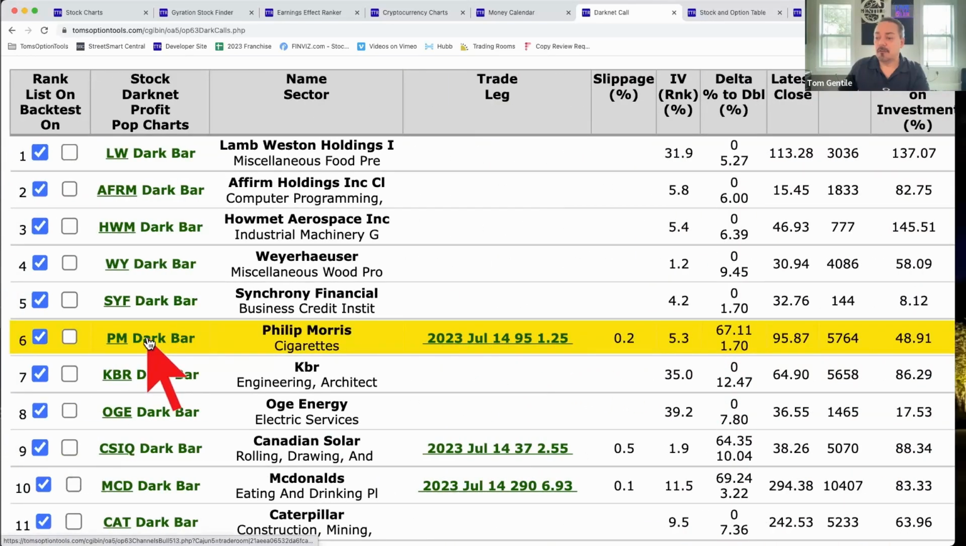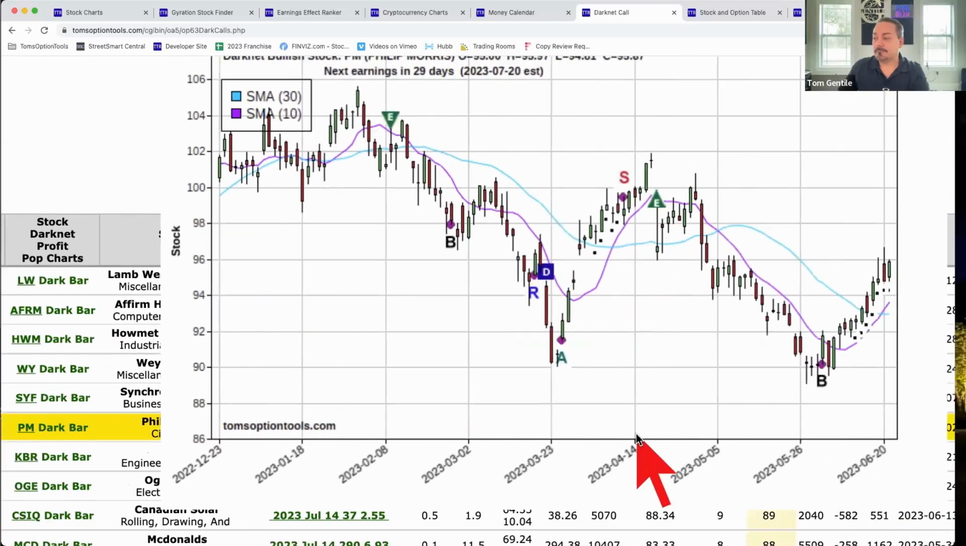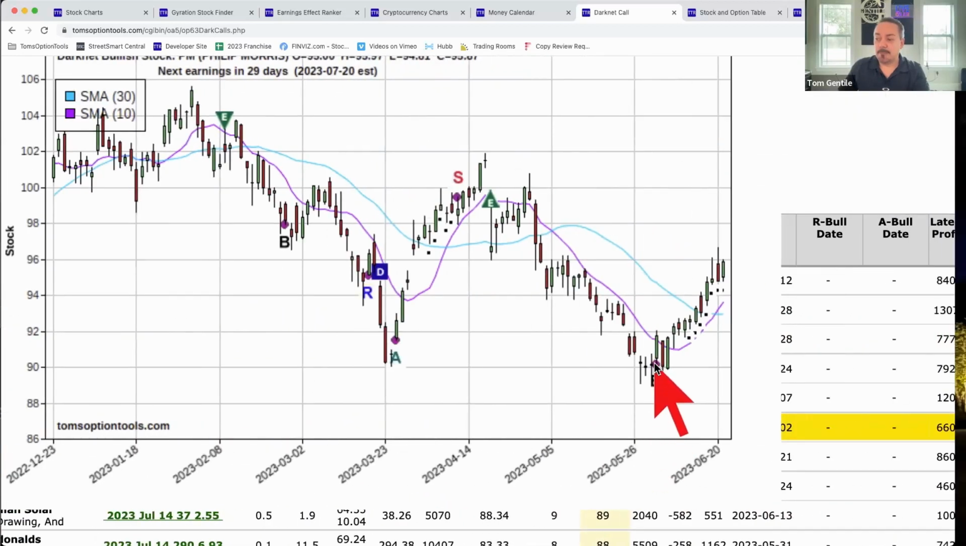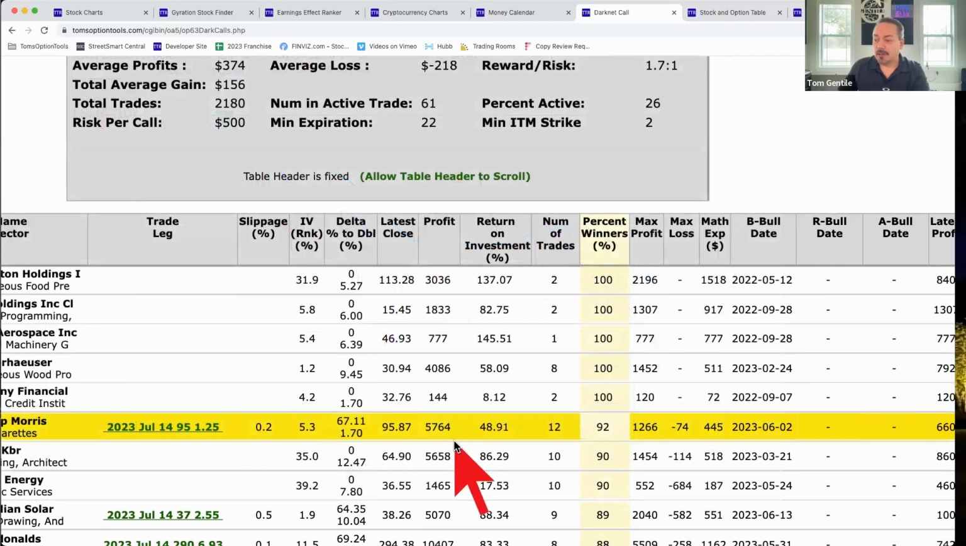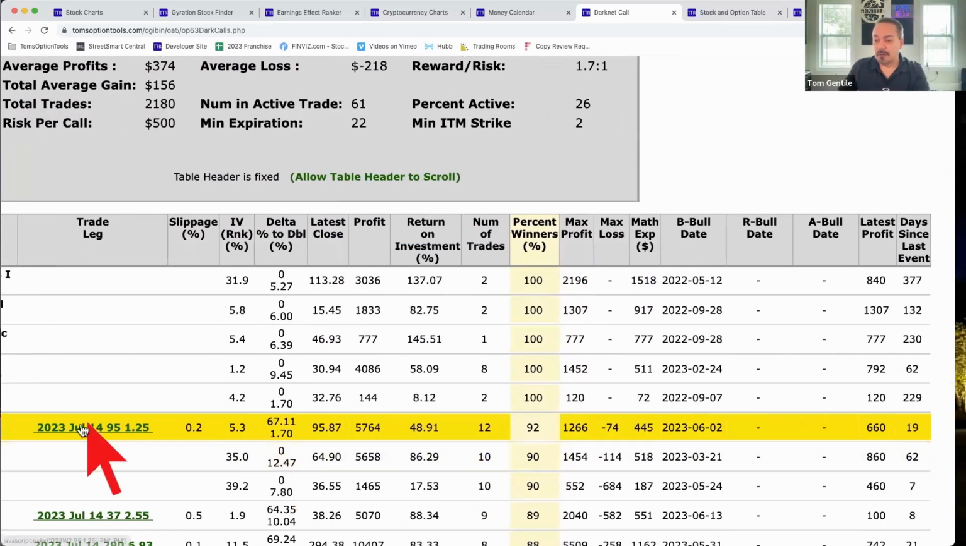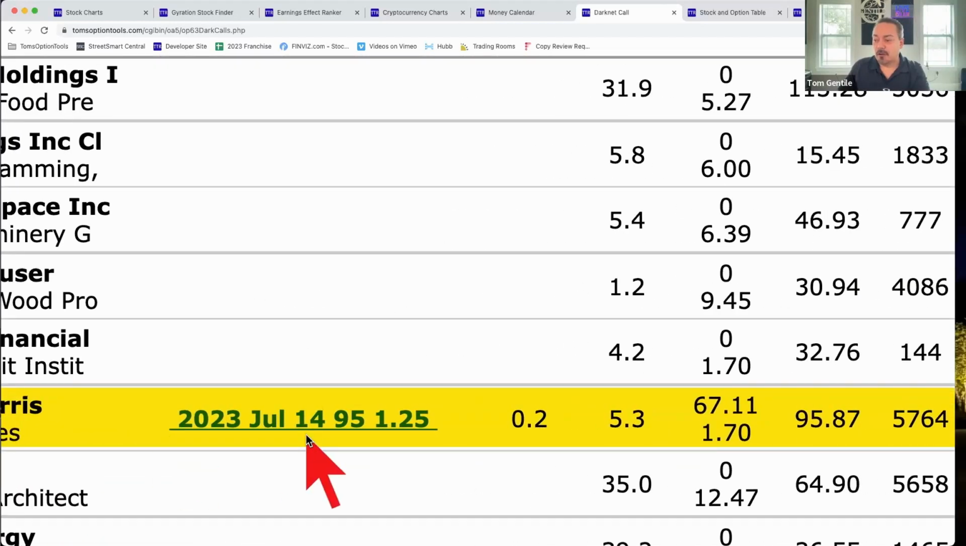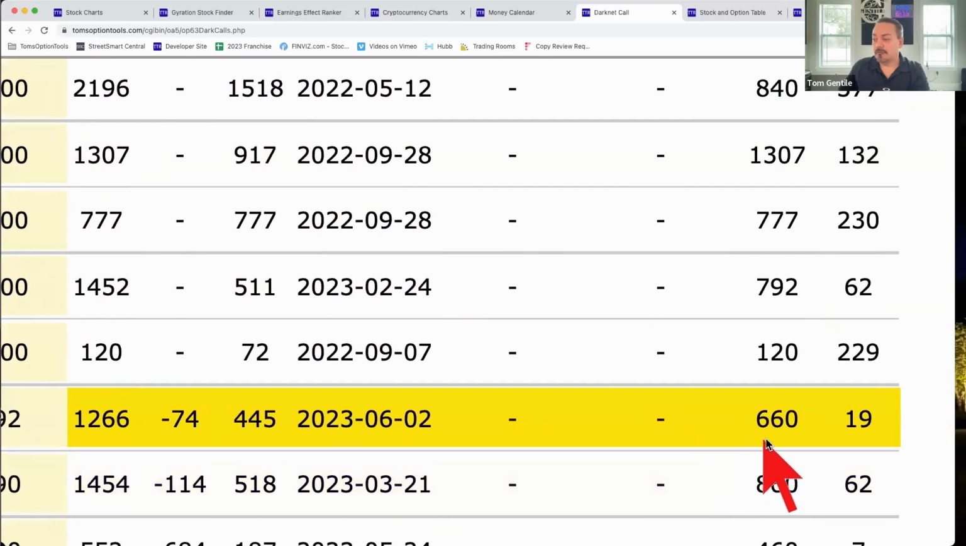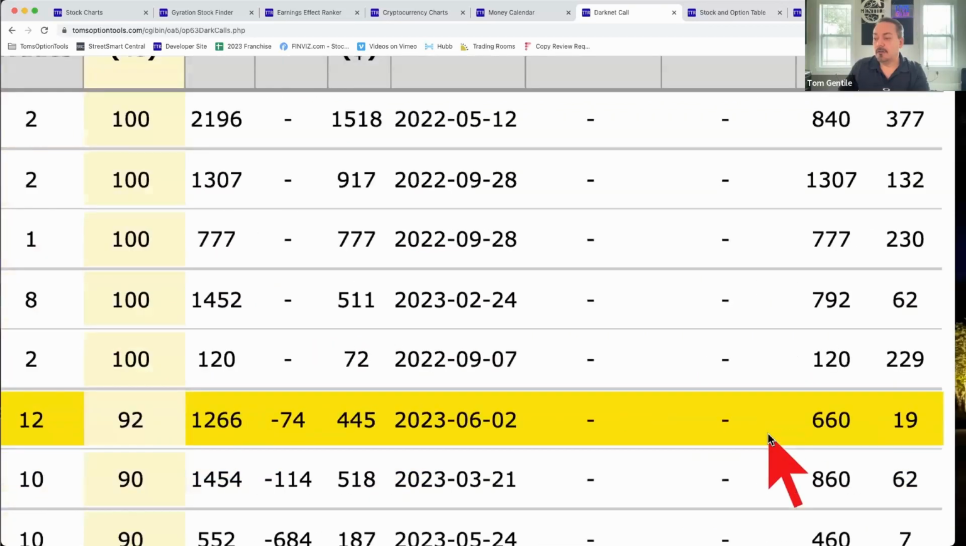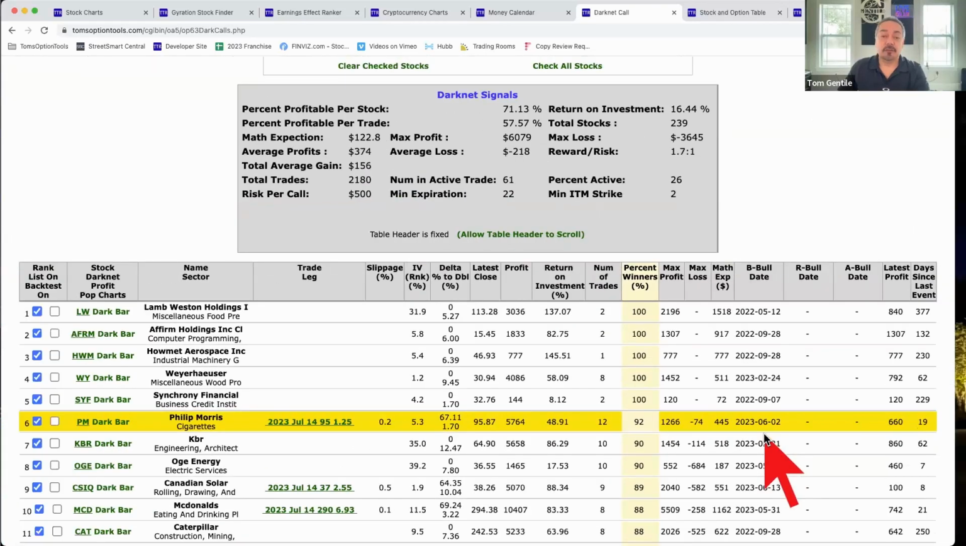Let's bring that up and I'll show it to everybody. There it is. There's the Darknet buy on Philip Morris. There's the last 19 days that we see. And that shows, based on that call option, that July 14th, 95 call is up about $660. Pretty cool that we can do that.